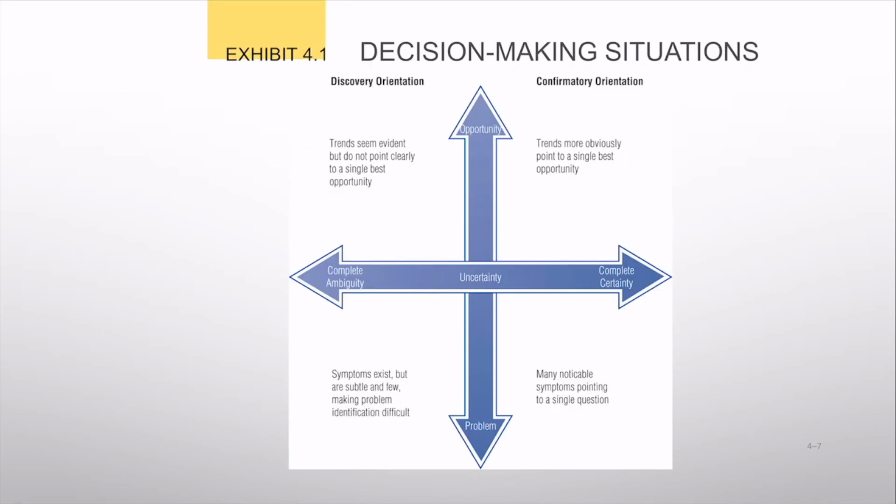Exhibit 4.1 is just a diagram of the decision-making situations. I'll let you guys take a look at that. You have the opportunity, ambiguity, certainty, problem, uncertainty. So just take a look at that and we'll move on.